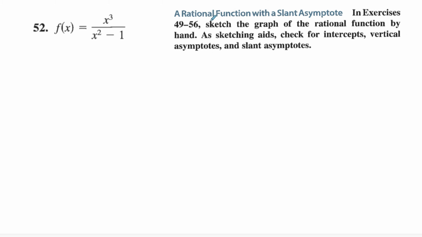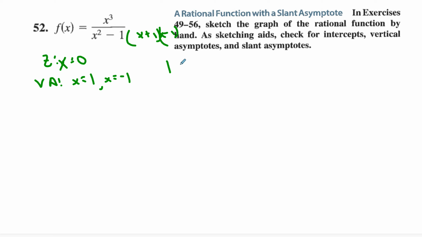Okay, rational function with a slant asymptote. Oh no, sketch a graph of the rational function. So we know that this has a 0 at x equals 0. This factors as x plus 1, x minus 1, right? Which means it's got vertical asymptotes at x equals 1 and x equals -1. Now, they tell us it has a slant asymptote, x cubed over x squared.